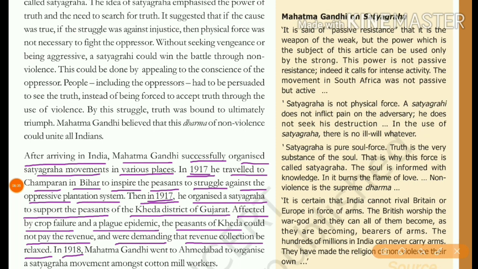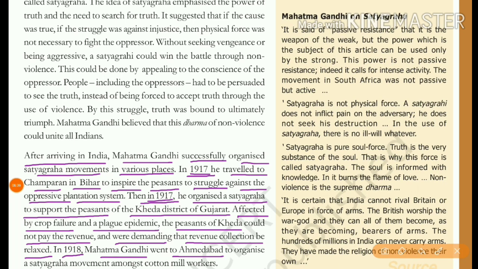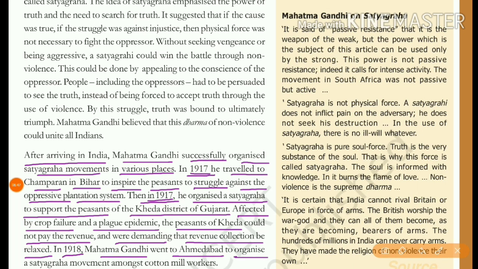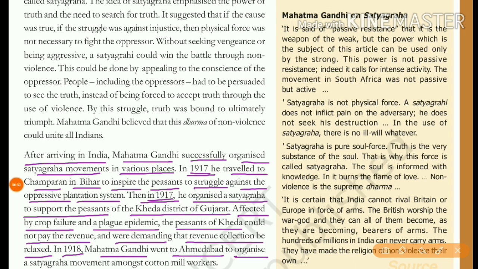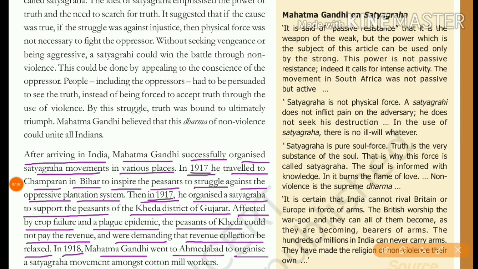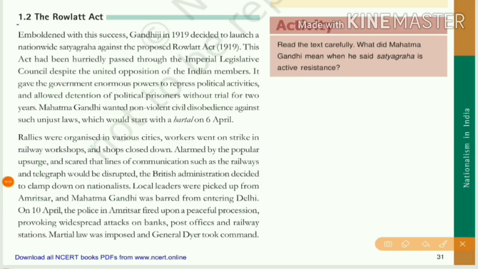In 1918, Mahatma Gandhi went to Ahmedabad in Gujarat to organize a Satyagraha movement among cotton mill workers, because mill workers suffered from long working hours as well as low wages. Against this, Mahatma Gandhi did the Satyagraha movement in support of the cotton mill workers of Ahmedabad. The Rowlatt Act.